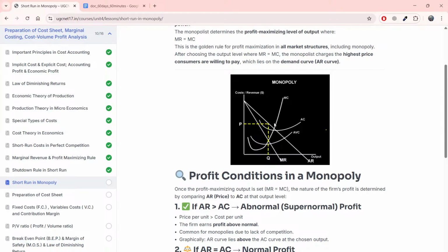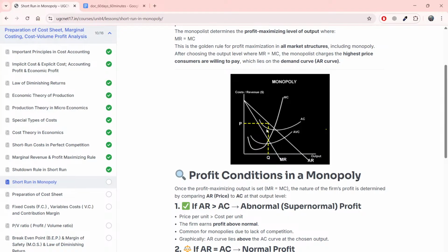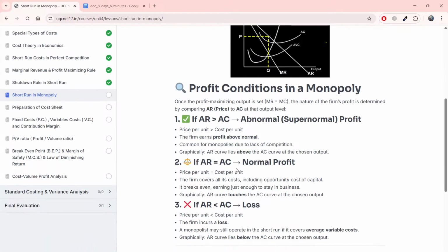like it is passing through here, AR is passing through this. Normal profit, price per unit is equal to cost per unit. The firm covers all its costs, including the opportunity cost of capital. It breaks even, earning just enough to stay in business. The AR curve touches the AC curve at the chosen point.